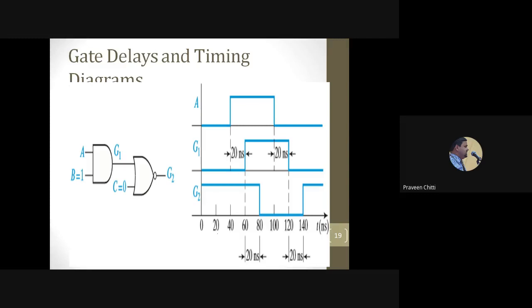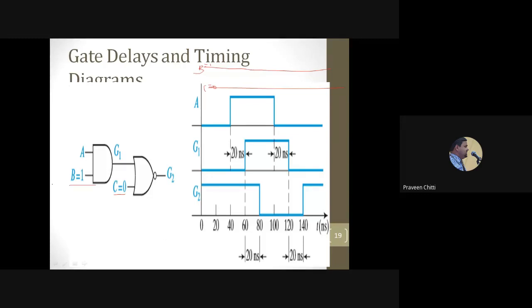So how is this timing diagram drawn? Now you can see here we are assuming B equal to 1 and C equal to 0. B and C inputs are fixed, right? That's why here B and C inputs are not shown. In fact, if you want to draw, you have to draw here like B is 1 and C is 0. Say this is B, this is C.